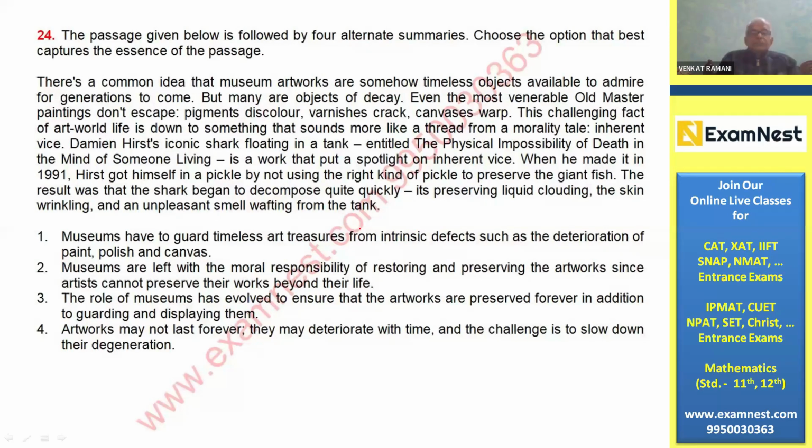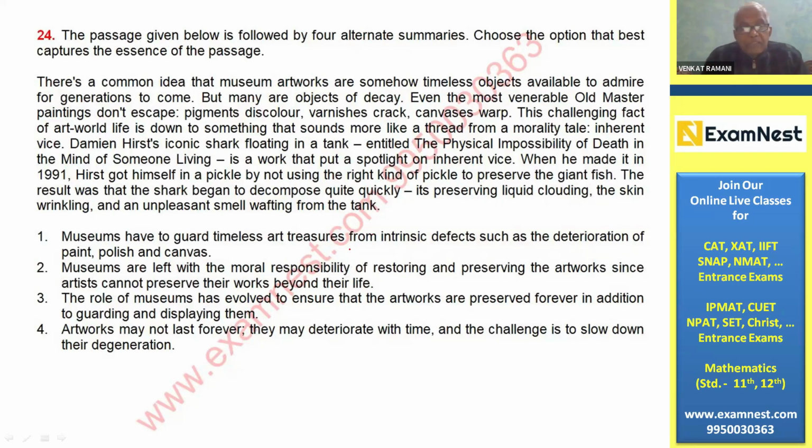Okay, now what he's trying to tell is, any work of art, you see, is not permanent. They decay with time. And the challenge you have to face, the problem you have, is to protect them from decay, from getting frayed, or getting warped, getting discolored. Now let's look at the options here.